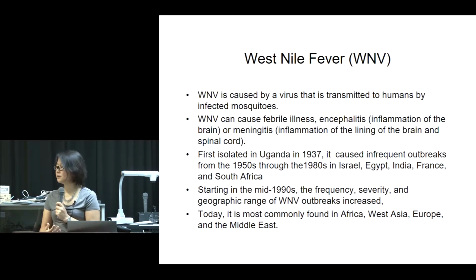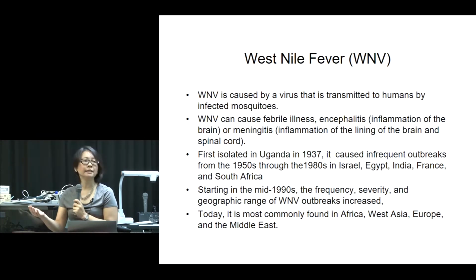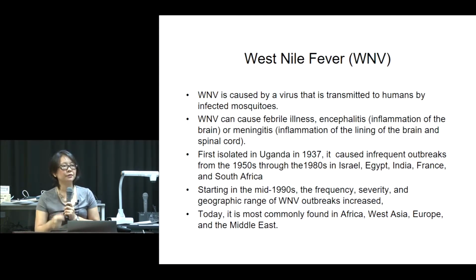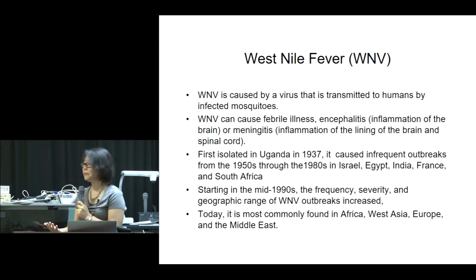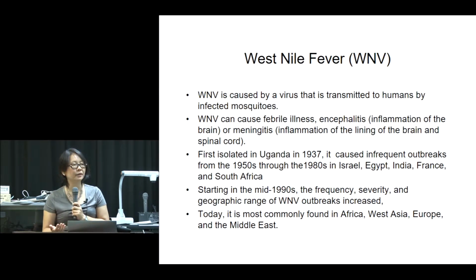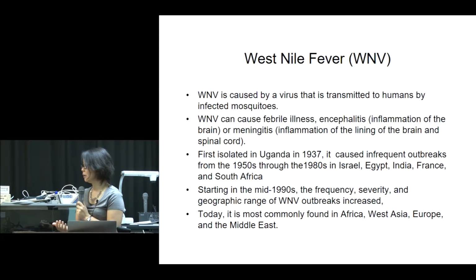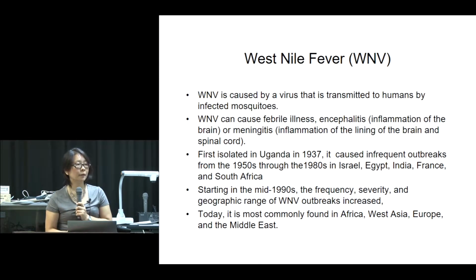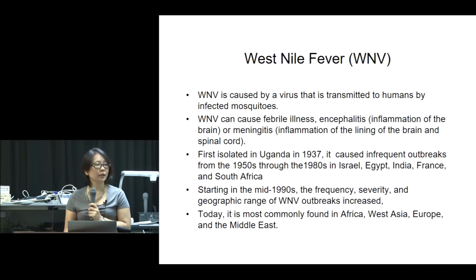It was first isolated in Uganda in 1937, and from then on, it caused infrequent outbreaks from 1950s throughout the 1980s in these countries: Israel, Egypt, India, France, and South Africa. But starting from the mid-1990s, the frequency and the severity and the geographic range of West Nile virus has increased. Today, it is most commonly found in Africa, West Asia, Europe, and the Middle East.